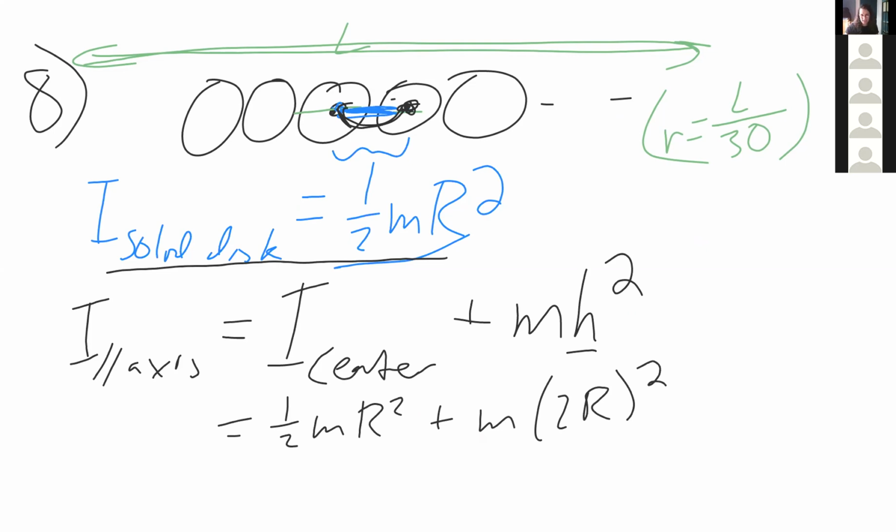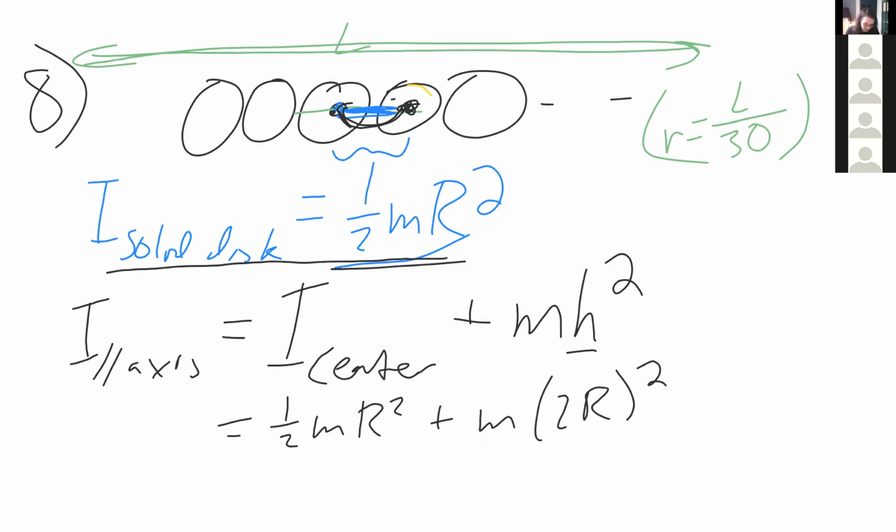Okay, so that might be a little heady. Just give it a second to breathe. Now, I have 15 disks. One of them is rotated around the center. So for the center disk, 1/2 mr squared, cool. The other 14 all need to be translated.